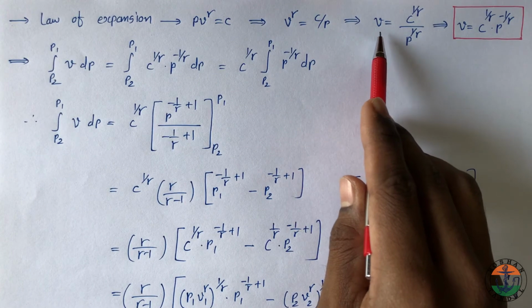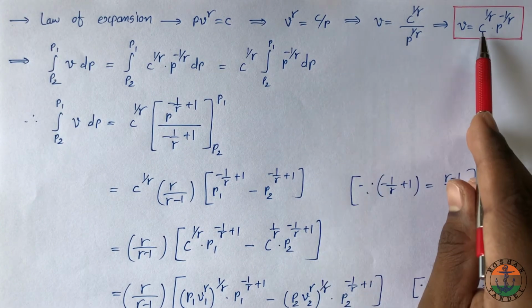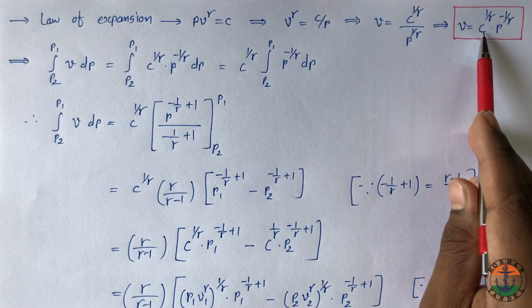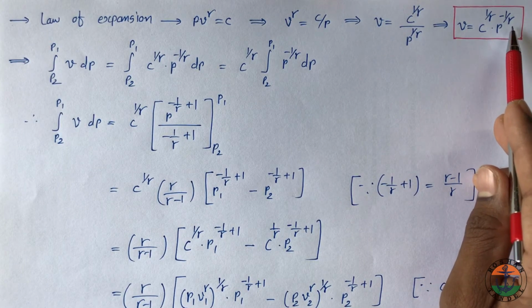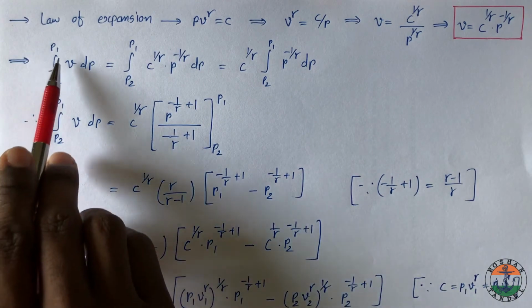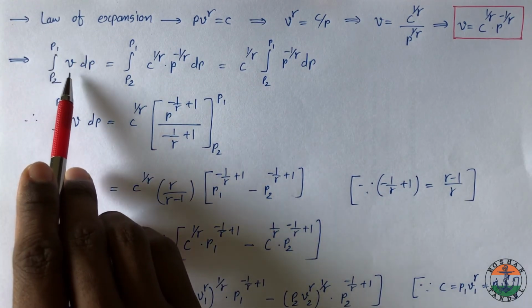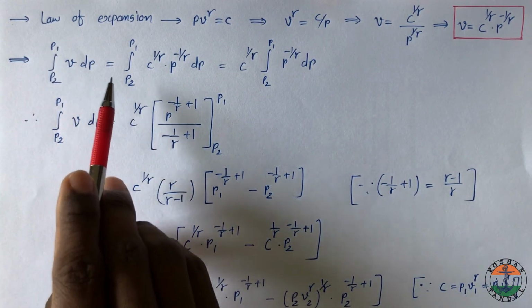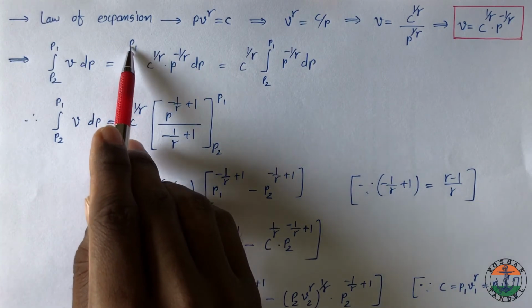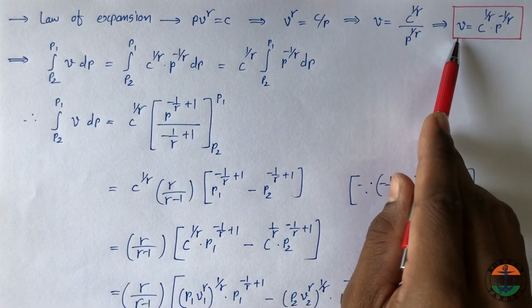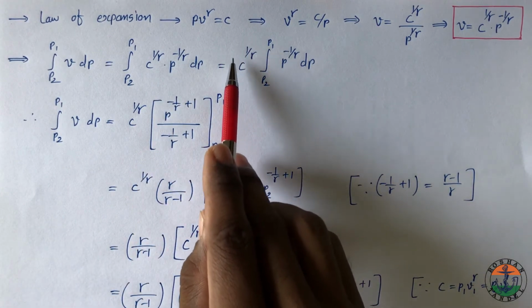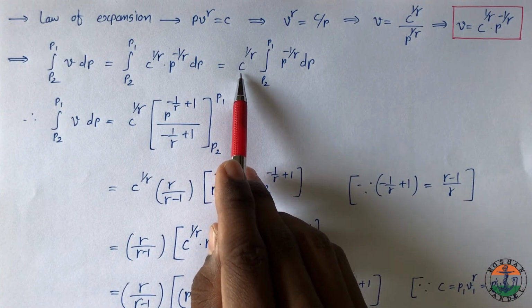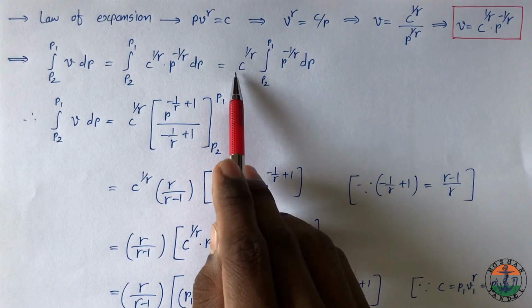If you find the equation for V, then you will get final value V is equal to C raised to 1 upon gamma into P raised to minus 1 upon gamma. Now, integration of P2 to P1 of V dP is equal to integration of P2 to P1. Put the value of this V over here. Now, C raised to 1 upon gamma is constant. Take it out from this integration portion.